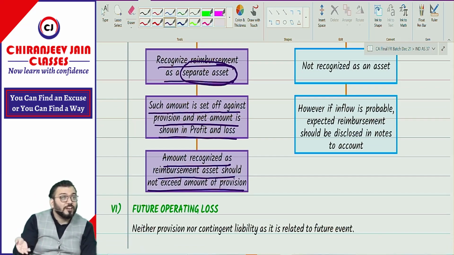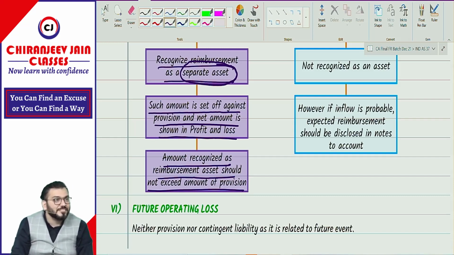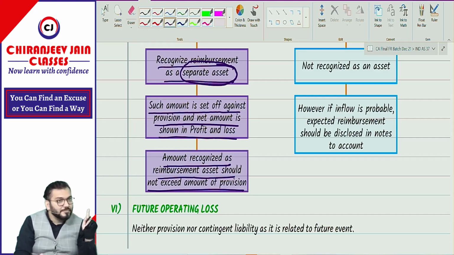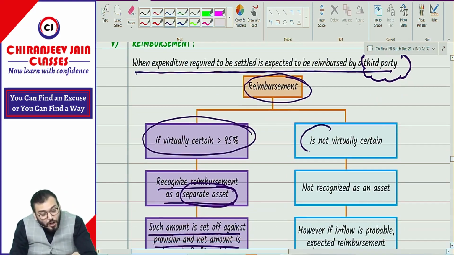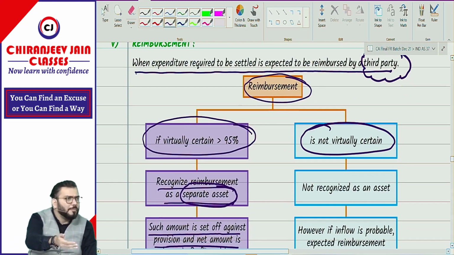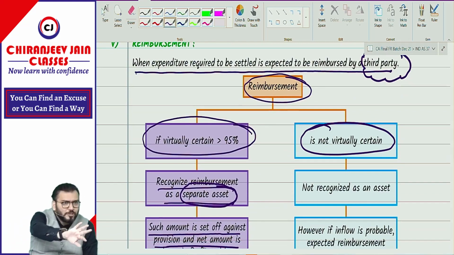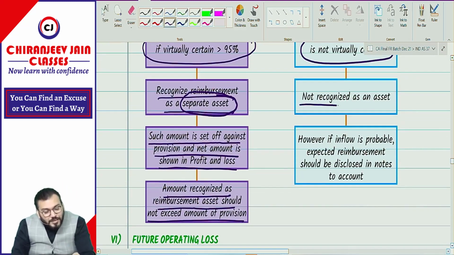Then it will violate the conservatism principle, because we are recognizing gain in that case. Understood? Yes, sir. Now, if it is not virtually certain, it is either probable or not probable. Probable means contingent asset. Not probable means no treatment. That is only given, not recognized as an asset.